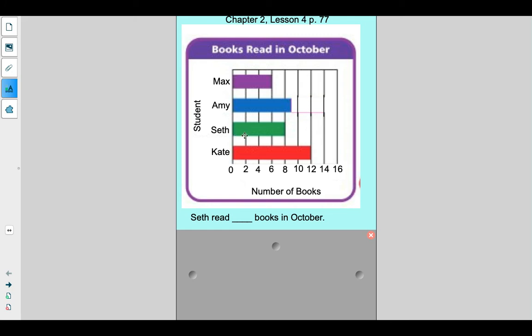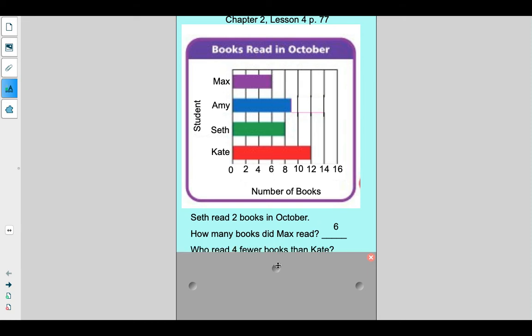We call this our scale. Our scale is increasing by 2 each time for this particular graph because it's counting by 2s. So Seth read, let me write that down, 8 books in October. All right. Let's check out the next question. How many books did Max read? Hey, I think we already answered that. Max read how many books? Max read 6 books. So it shows us right here, 2, 4, 6. And I can find that because I looked at Max and then I went all the way to his colored line where it ends, and then I dropped down and I saw he had 6.